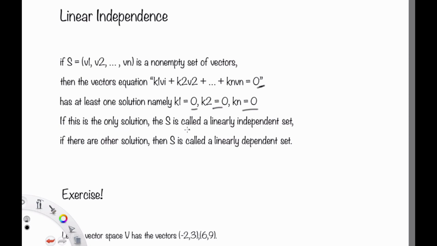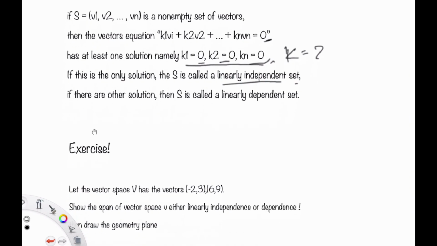If this is the only solution, then S is called a linearly independent set. If there are other solutions, then S is called a linearly dependent set. The key here is to look at the value of k, where k refers to the scalar number. If we get 0 for the scalars, it will be linearly independent. But if we get other numbers, such as 1, 2, or others, it will be linearly dependent. Then we will move to the exercise.